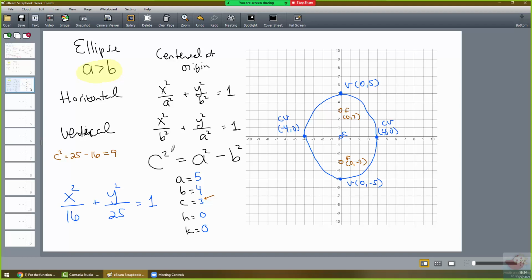Side note, the numbers aren't always going to be pretty. I purposely picked a Pythagorean triple, 3 squared plus 4 squared is 5 squared. You might have ones that have radicals, and you can see those in the example videos, so definitely watch those. But for the purpose of just introducing the material, I'm picking nice and pretty numbers.